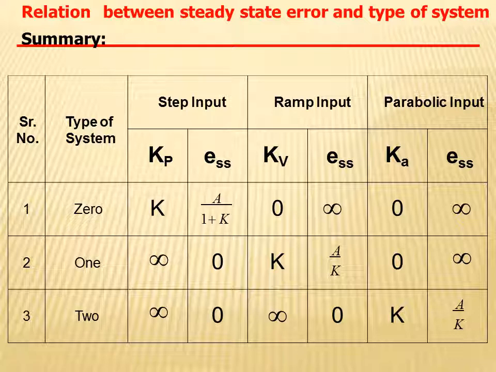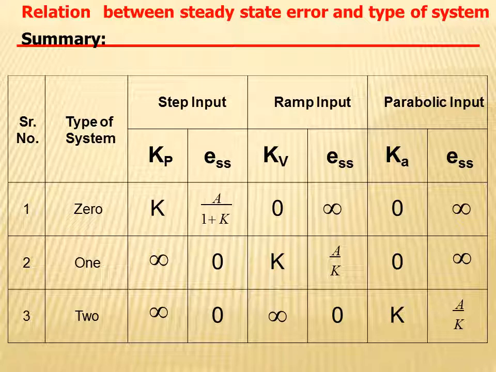Then for type 1 system and step input, position constant Kp is infinity and steady state error is 0. Then for type 1 system and ramp input, velocity constant Kv is K and steady state error is A upon K. Then for type 1 system and parabolic input, acceleration constant Ka is equal to 0 and steady state error is equal to infinity.